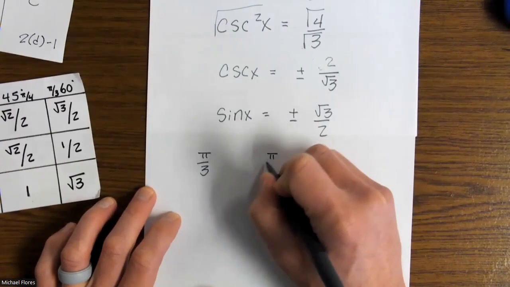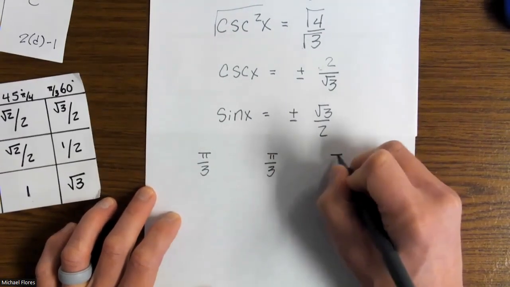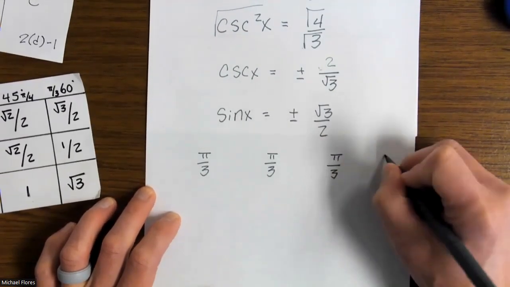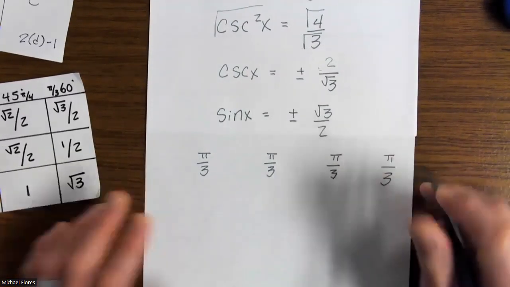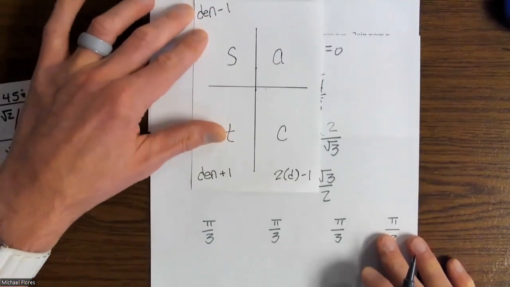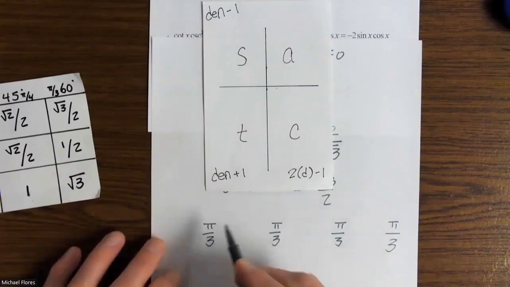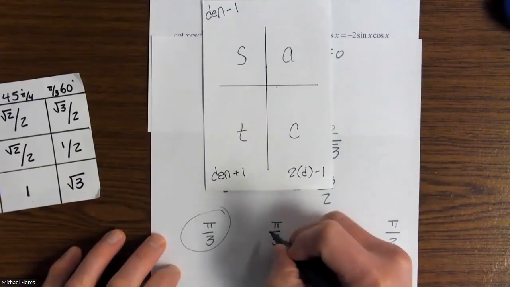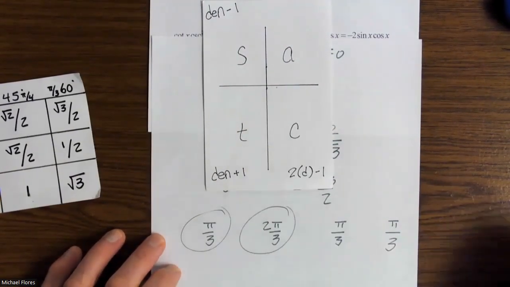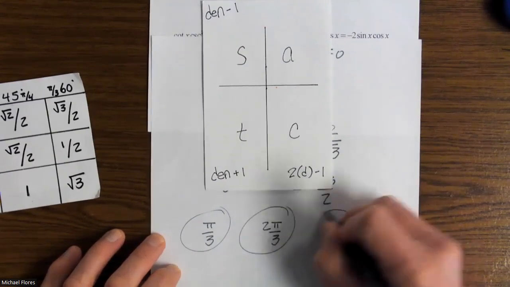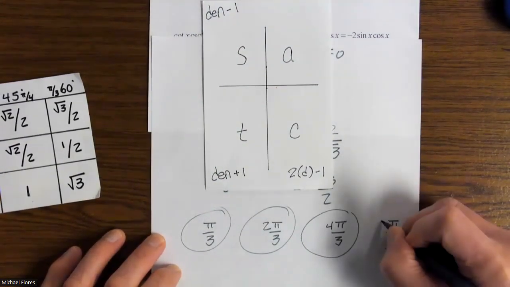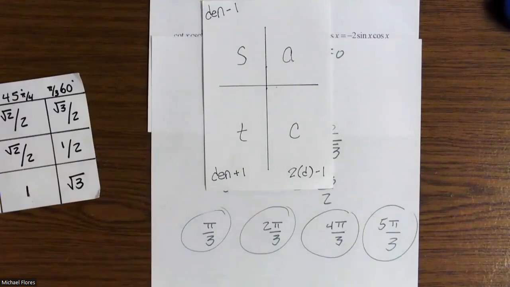Let's write that down 4 times. Here's your answer for quadrant 1, quadrant 2, quadrant 3, and quadrant 4.